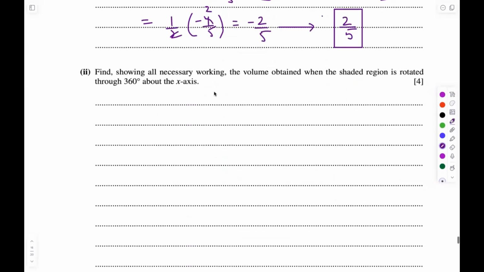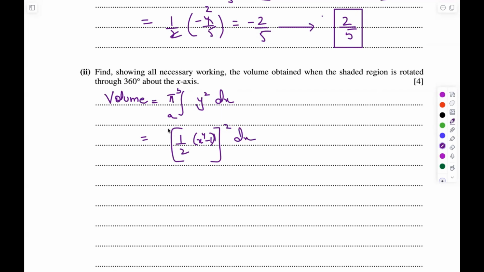In part 2, it says find the volume obtained when the shaded region is rotated through 360 degrees about the x-axis. So when we have to find the volume when a region is rotated through 360 degrees about the x-axis, the formula is pi into the integral of the y squared function. So the function was 1 upon 2 into x power 4 minus 1. So we'll first square this expression before integrating, and then apply the limits 1 and 0, and finally in the final answer we can add pi.